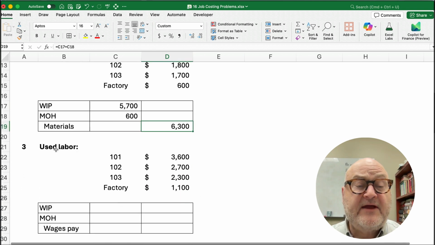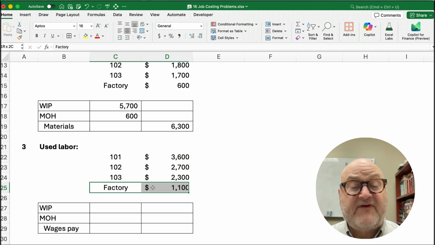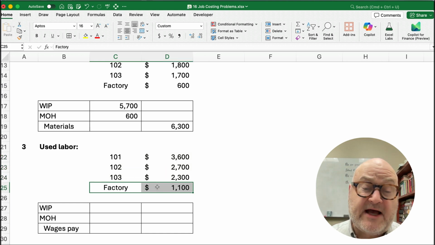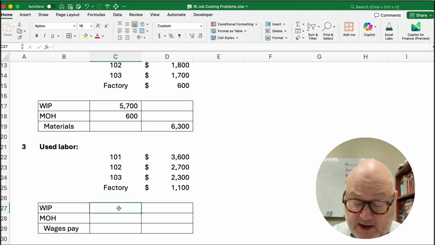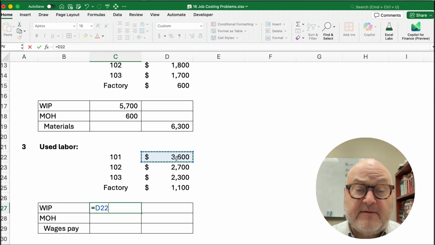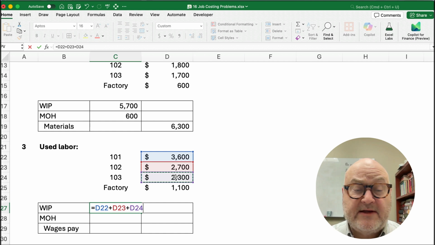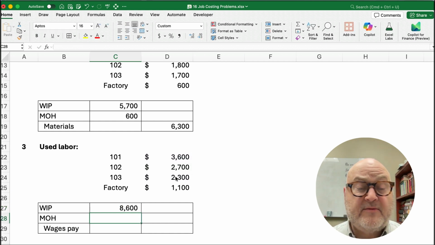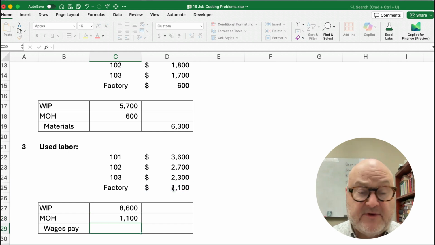All right, we're going to do the same thing for labor. The specific jobs are going to be direct labor, and for the factory or for all the jobs, that's going to be indirect labor. So our work in process is our direct labor: 3,600 plus the 2,700 plus the 2,300. So our direct labor is going to be 8,600, and our indirect labor is going to be 1,100. That's all just given to us.